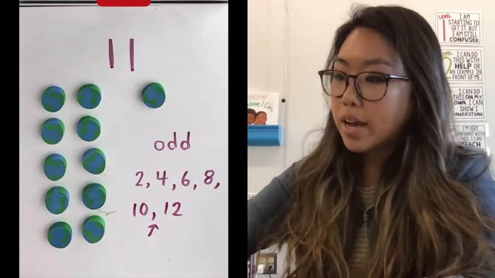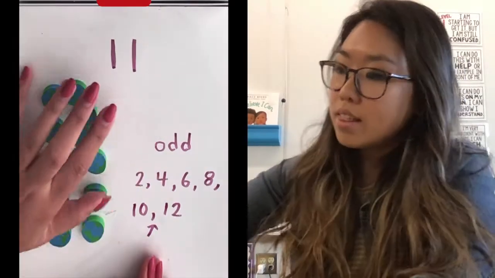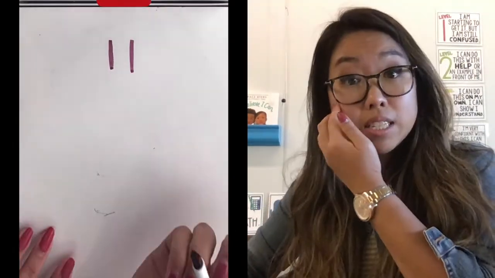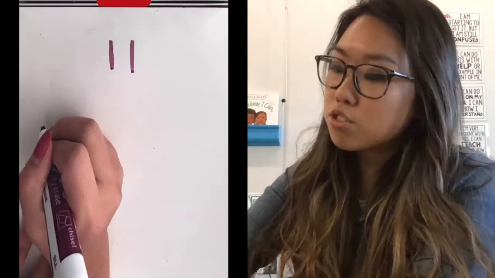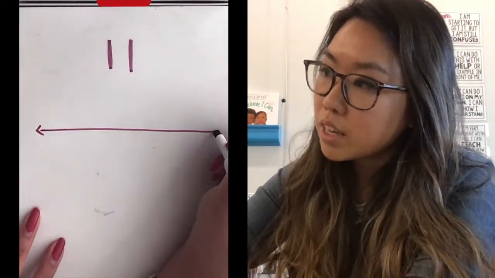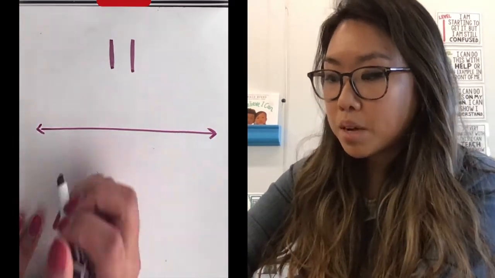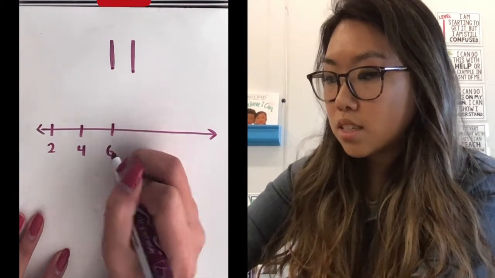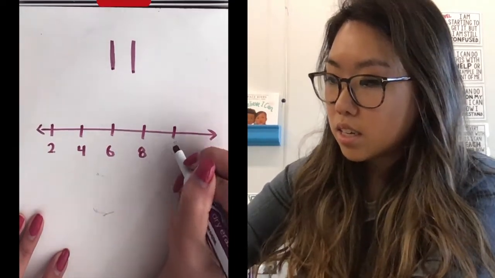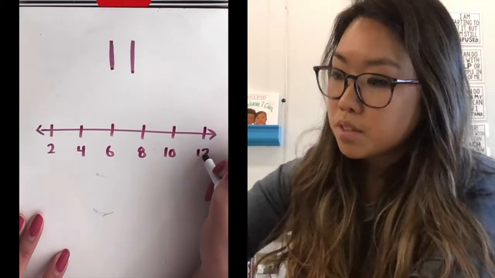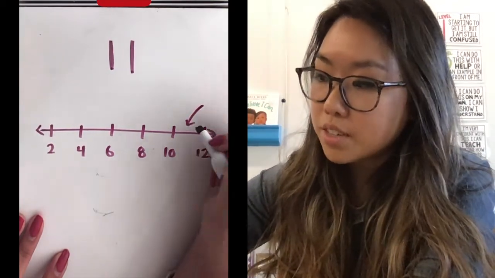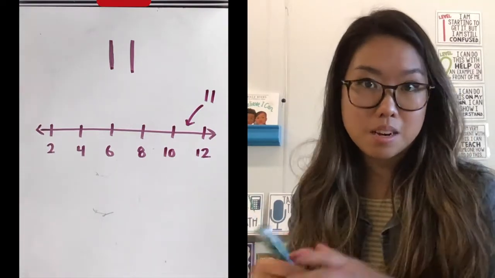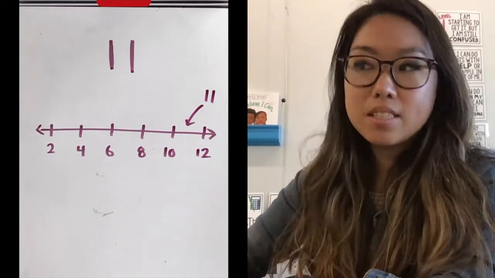There's one other way we could show our thinking, and that is by using a number line. It's just like what we did with skip counting. So I'm just going to draw a number line, and I can skip count by 2. So 2, 4, 6, 8, 10, 12. But I know 11 is right there, which means I cannot skip count by 2 to get that number. That means this number is odd.